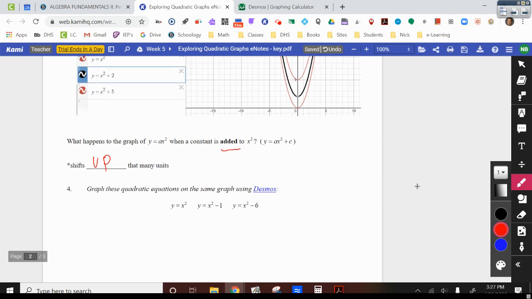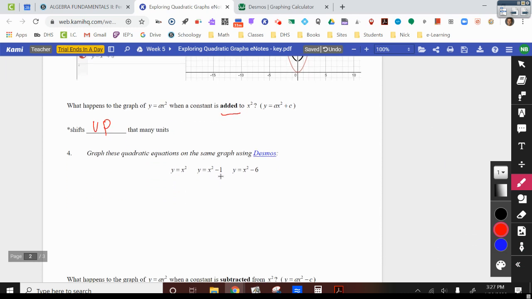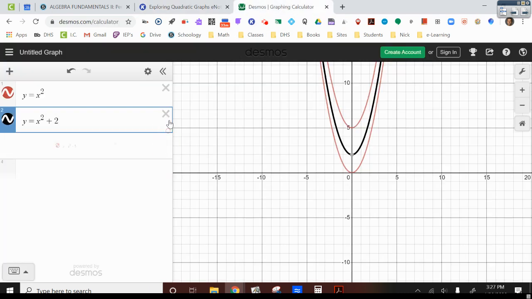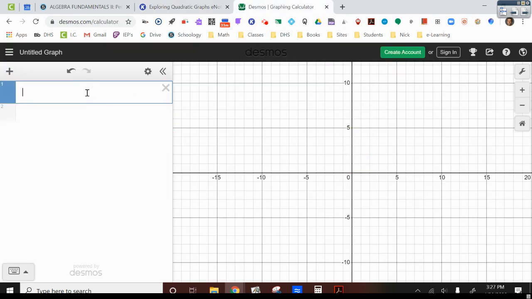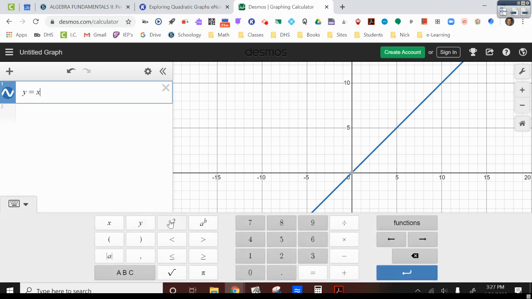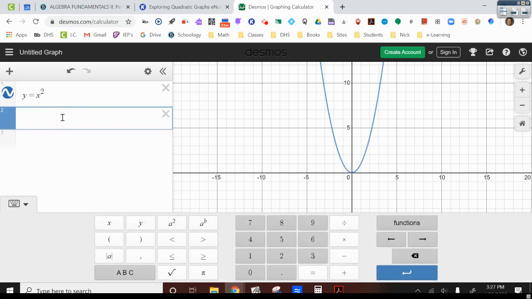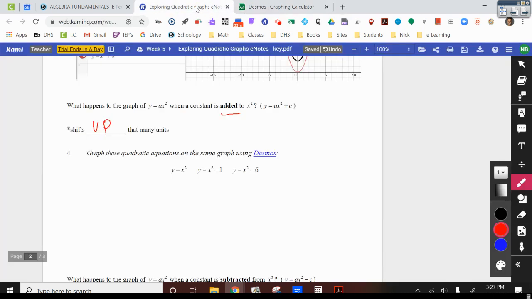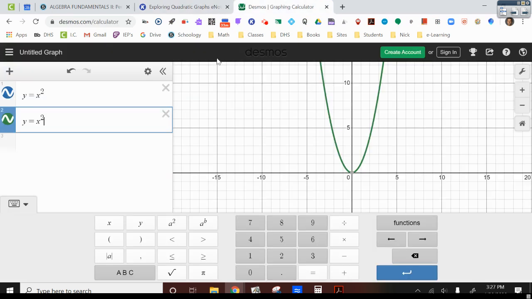Now we're going to see what happens when we subtract numbers from my parent graph. And I bet you can take a really good guess at what will happen when we subtract these. I'm going to start over here. Y equals x squared, and now we're going to say minus 1.